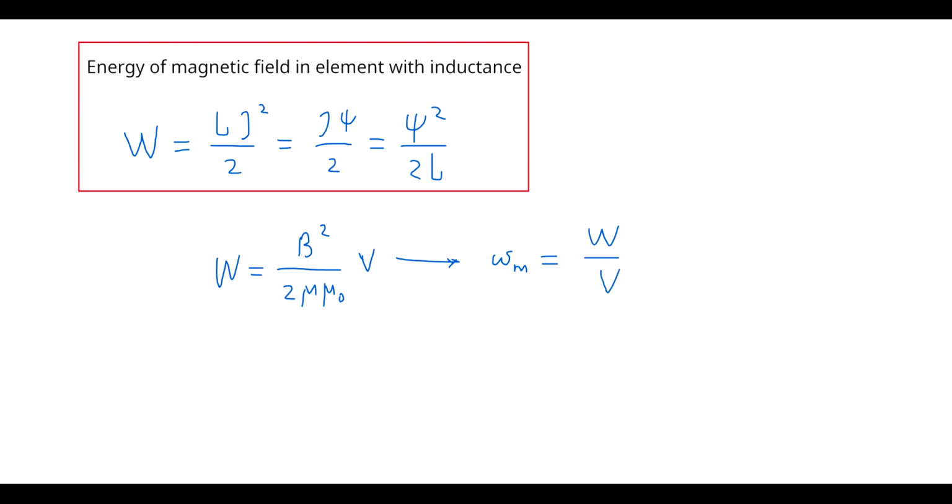This is true because the magnetic field inside an ideal solenoid is homogeneous. The magnetic field inside an ideal solenoid is homogeneous, and this means that it will be B to the power of 2 divided by 2 mu 0, and it can also be written in some other forms.